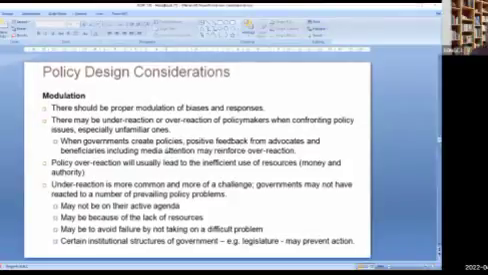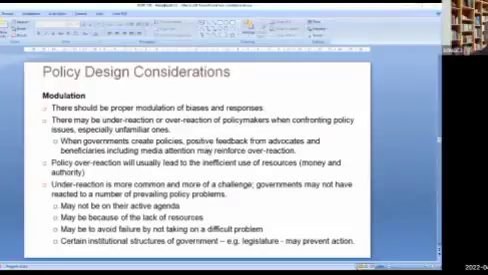Another consideration in designing a policy is modulation. There should be proper modulation of biases and responses. I've mentioned that as I was talking. So there will be biases, there will be responses, positive and negative. They can swing to any extreme, so there has to be some kind of modulation. There may be underreaction or overreaction of policymakers when confronting policies, especially on familiar ones.